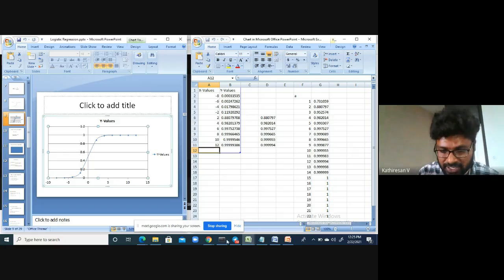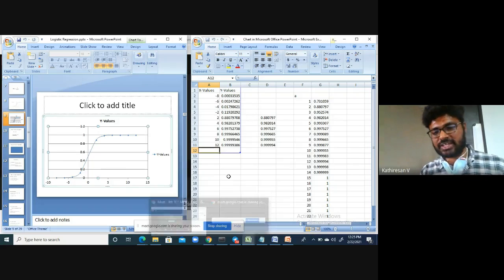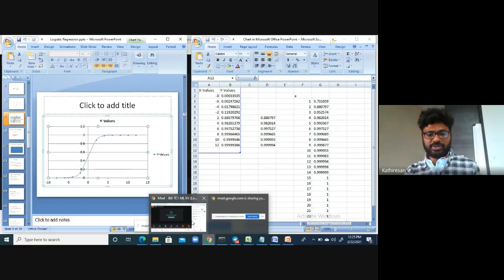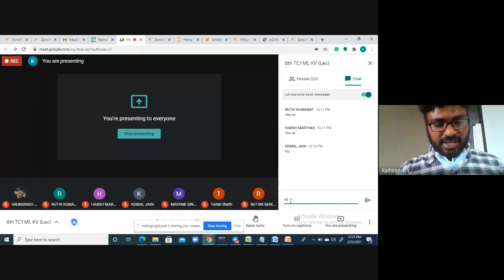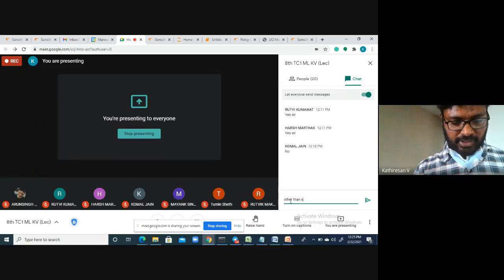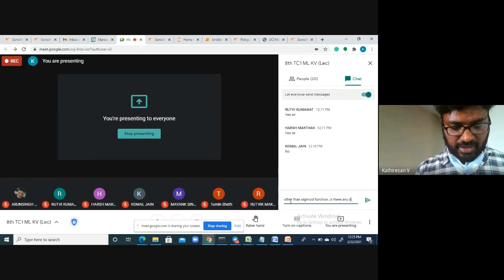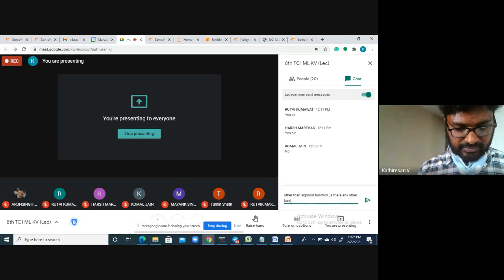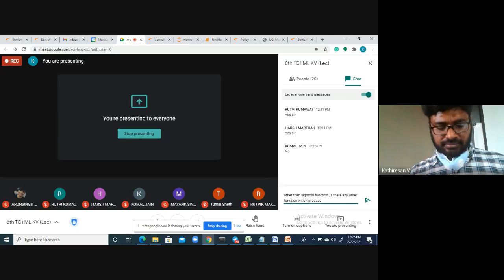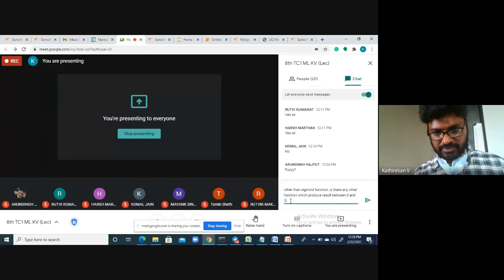Can anyone tell me, is there any other function, other than the sigmoid function, which produces a result between 0 and 1? This is the question for you.